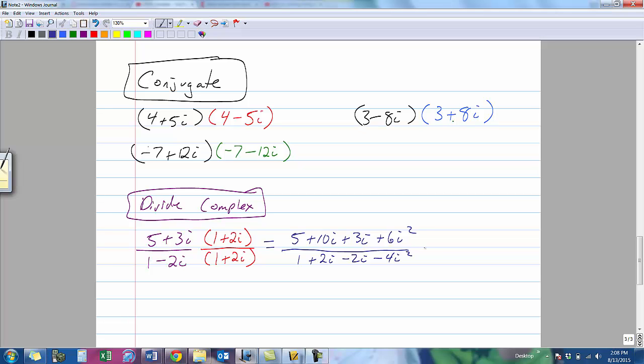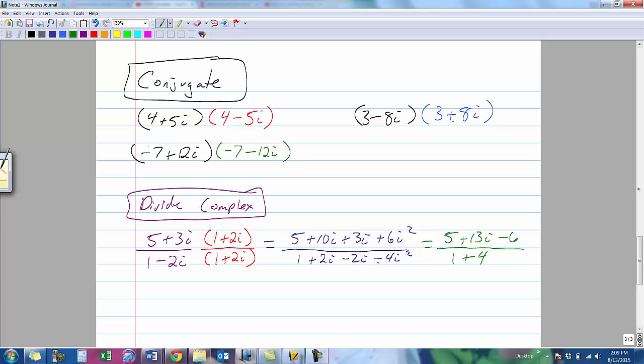All right, so foiling it out or multiplying it out, I got this, which looks like even more of a mess than what we started with, right? But here's the thing. On the top, combine like terms, we're going to have 5 plus 13i minus 6, right? Because this is plus 6. i squared would be negative 1, so it becomes minus 6. Over, the bottom is going to be 1. 2i minus 2i cancels. We're going to be plus 4. The negative 4, i squared is negative 1, so it becomes plus 4.